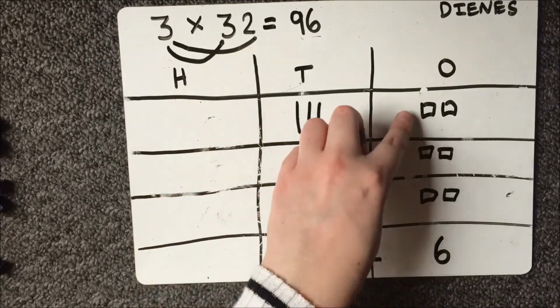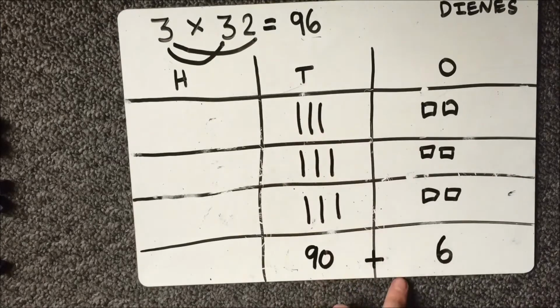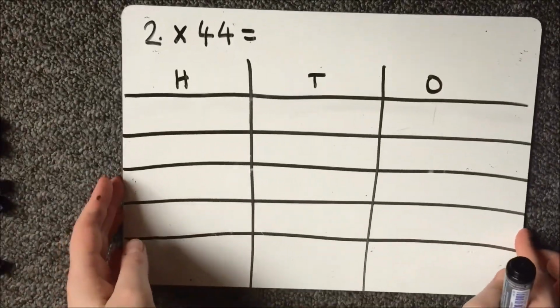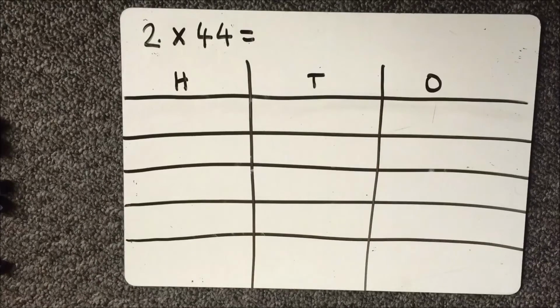9 tens, add 6 ones is 96. I think we're ready to have a go at that one. My next one says 2 times 44. I would like you to copy the place value grid onto a whiteboard or a piece of paper.